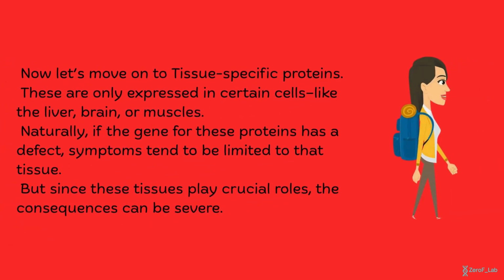Now let's move on to tissue-specific proteins. These are only expressed in certain cells, like the liver, brain, or muscles. Naturally, if the gene for these proteins has a defect, symptoms tend to be limited to that tissue. But since these tissues play crucial roles, the consequences can be severe.